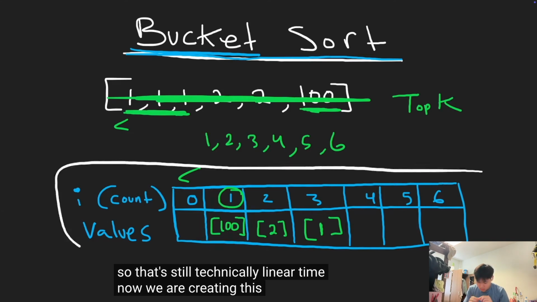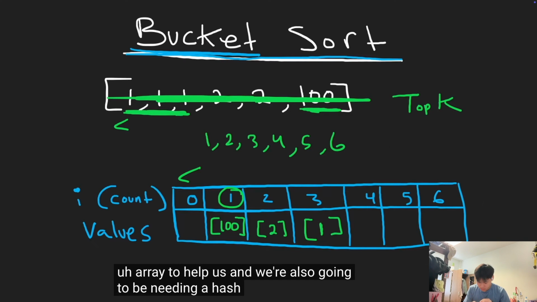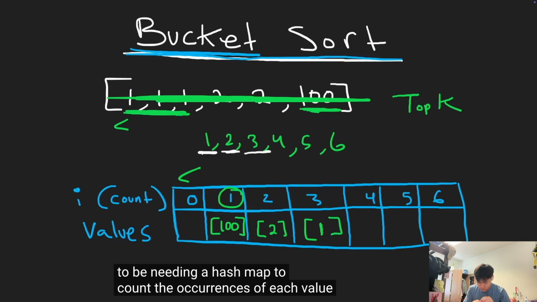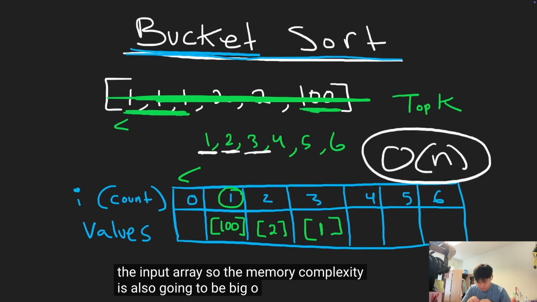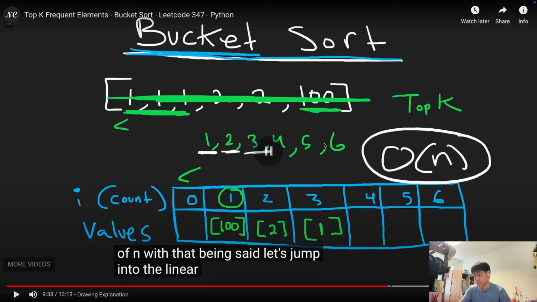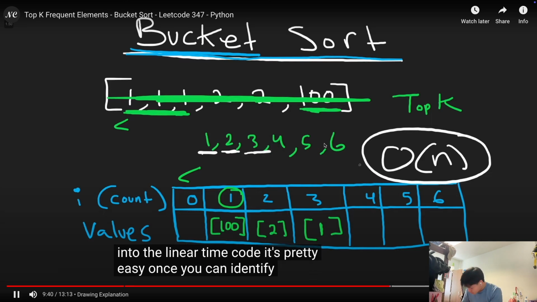Now we are creating this array to help us, and we're also going to be needing a hash map to count the occurrences of each value in the input array. So the memory complexity is also going to be big O of n. With that being said, let's jump into the linear time code. It's pretty easy once you can identify this trick.